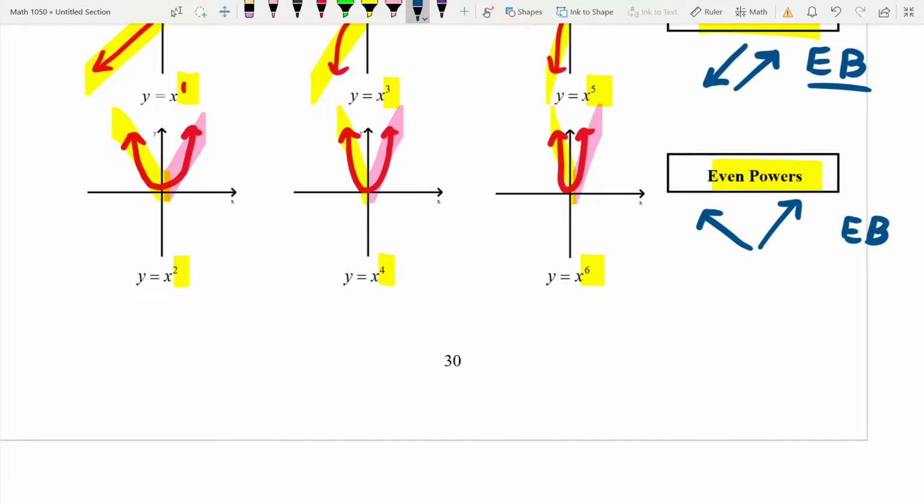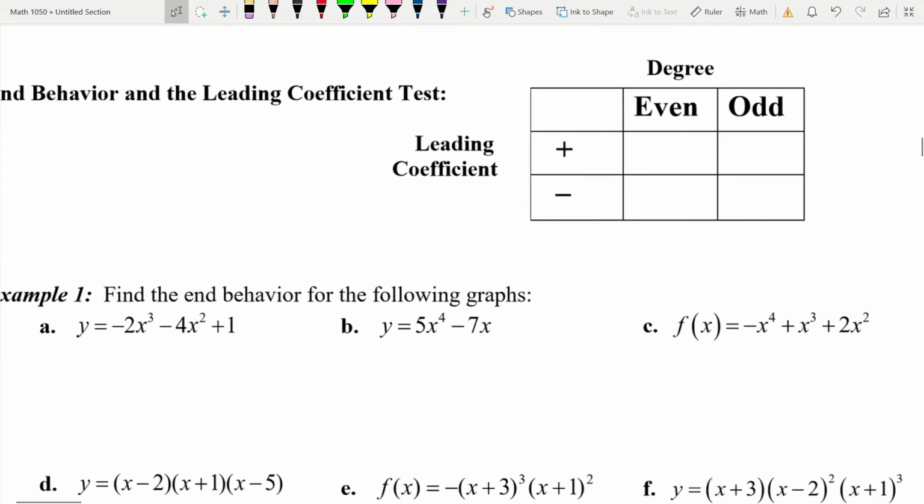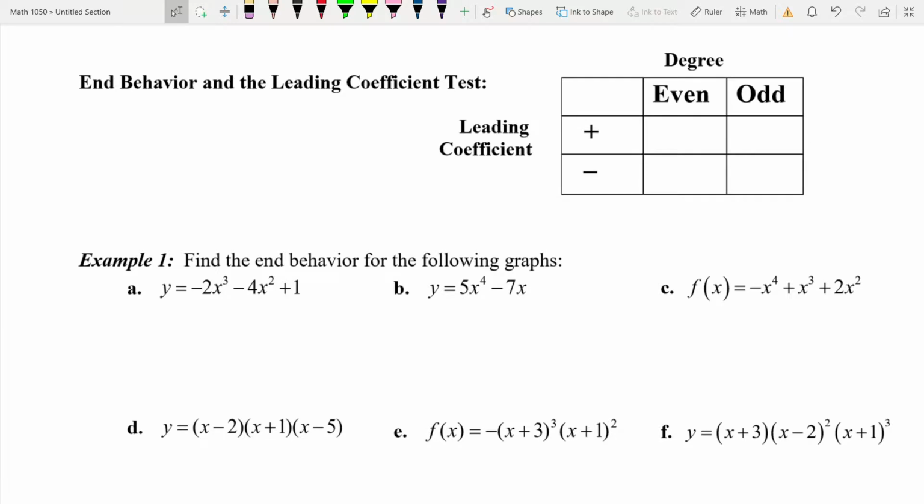All right. So let's fill in this little chart right here, okay? Even and odd coefficients, okay? So if you have an even x degree, like y equals x to the second, and a positive leading coefficient, the leading coefficient is the number in front of that x to the second, okay? So if it's positive, then you know that this is a parabola that opens up like that. So my left arrow would be left up.